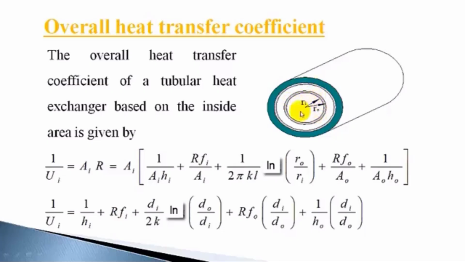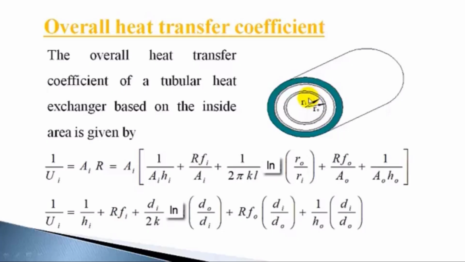Here this is the inside tube and this is the annular space. So heat flows from inside to outside. Assuming that the hot fluid is inside, heat flows from the inside tube to the outside. So this heat flow is by convection from inside.